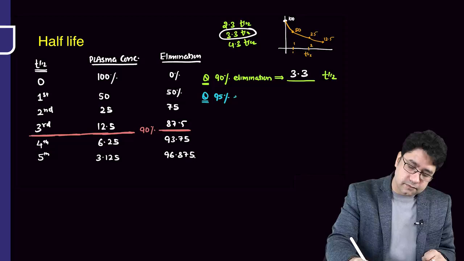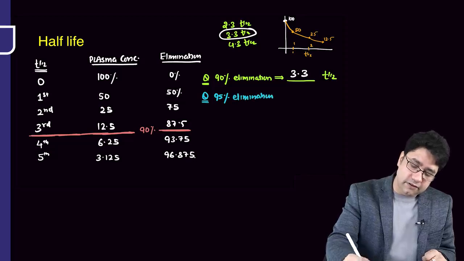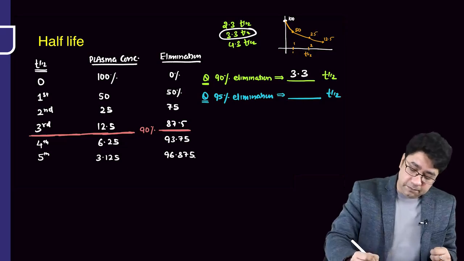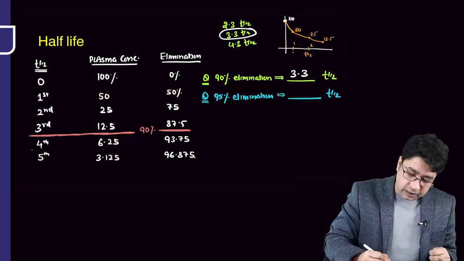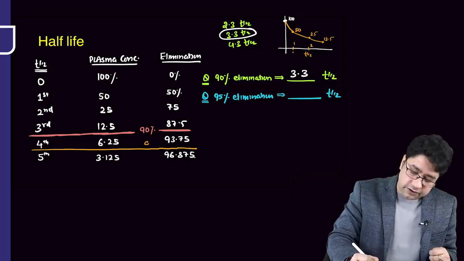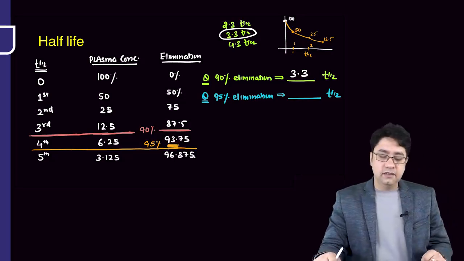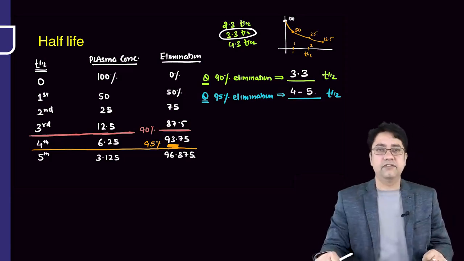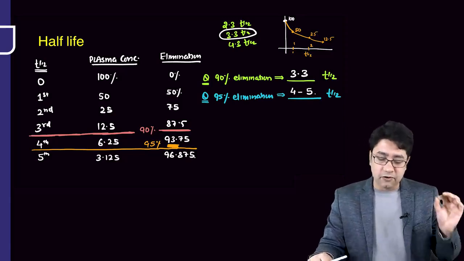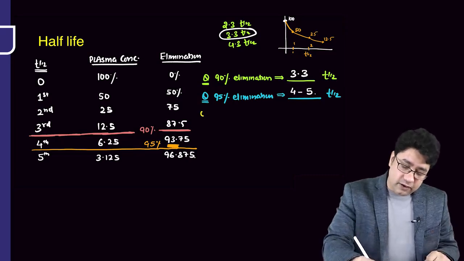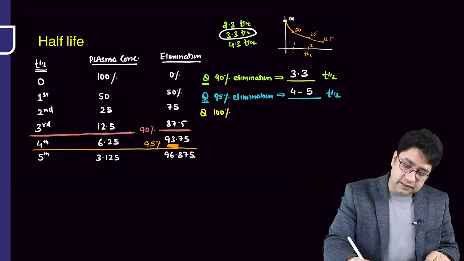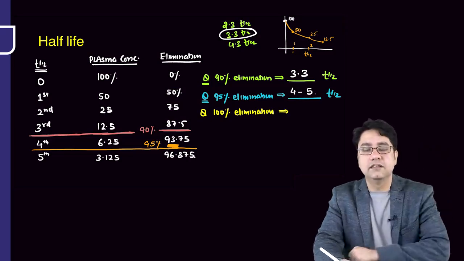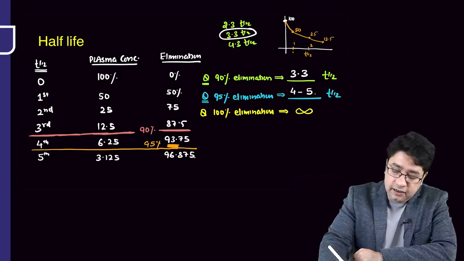95% elimination can occur in how many half-lives? So if you want to see 95%, we have to find between the fourth and fifth half-life. Agreed? So 95% elimination occurs between the 4th to 5th half-life. Very commonly asked question. Now, a very complex question. Can you tell me 100% elimination occurs in? The answer is infinity.